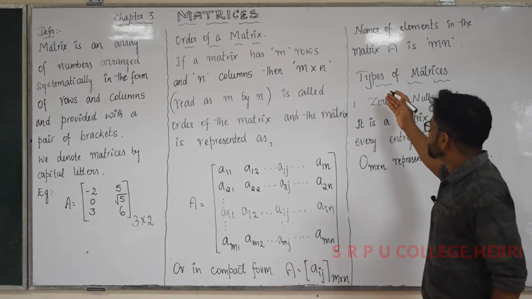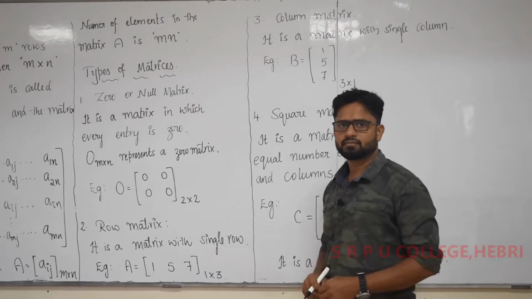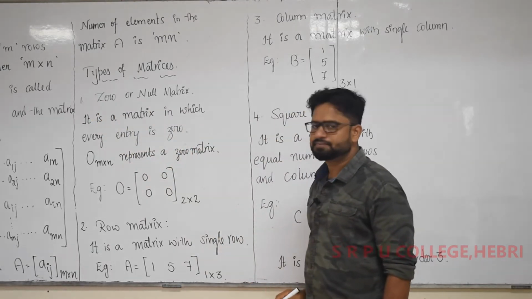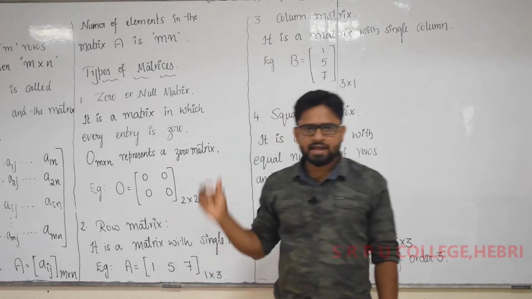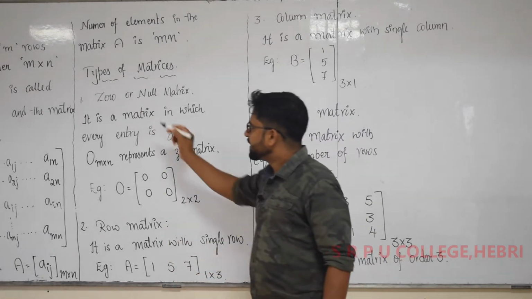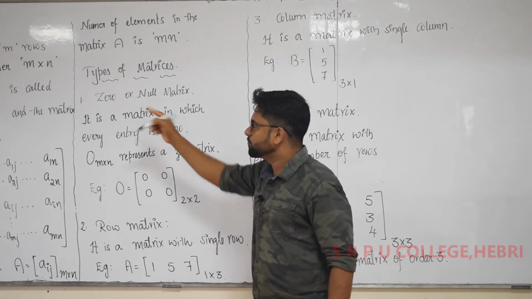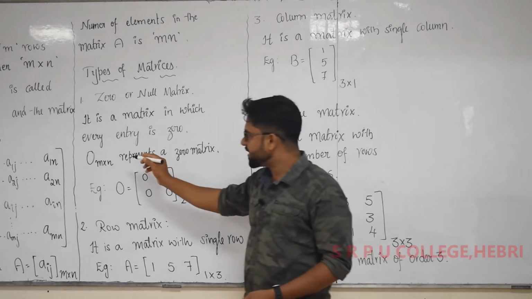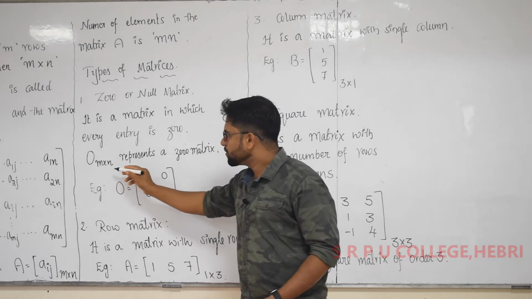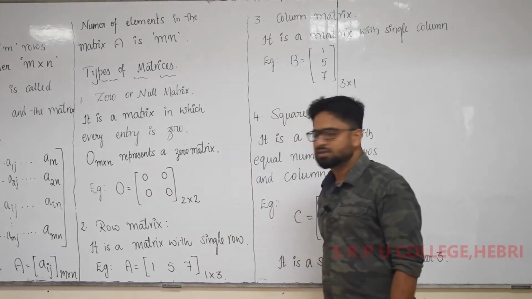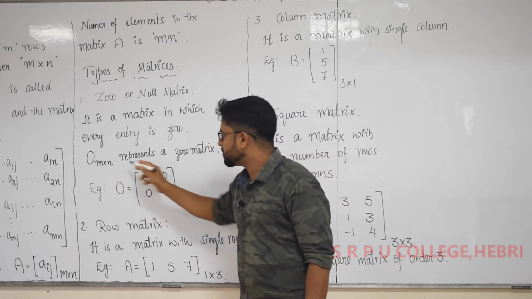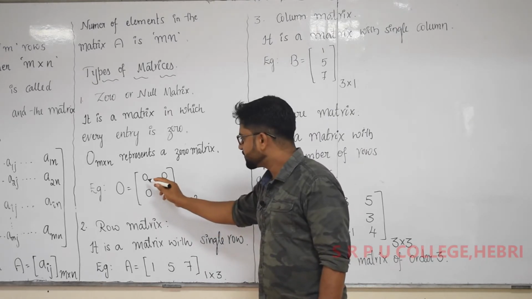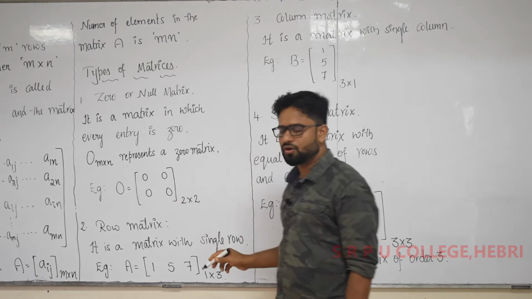Next we will start with the side heading called types of matrices. First type, number 1, zero or null matrix. Zero or null matrix, the name itself indicates that the entries of that matrix should be 0. It is a matrix in which every entry is 0. Usually we represent that matrix as O of order m cross n, that is a zero matrix with m rows and n columns. For example, O is equal to, within square bracket, 0, 0, 0, 0 of order 2 cross 2.